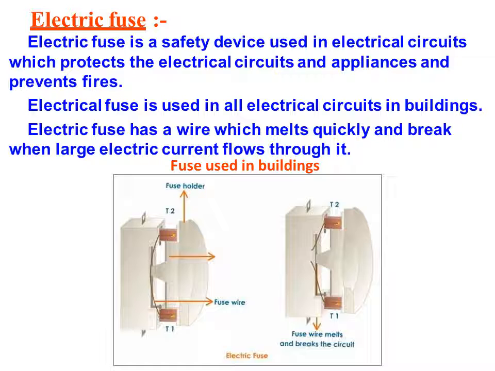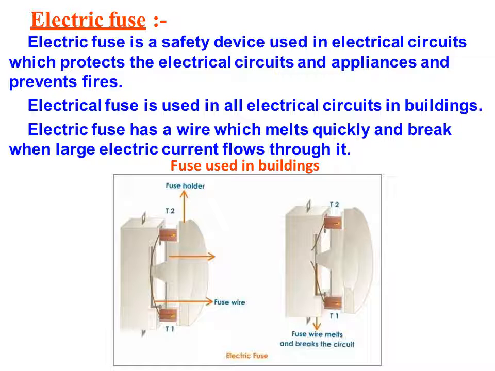If you have installed an electric fuse, the power will automatically cut and the appliances or the houses will be safe. For example, if you are using a television or a fridge, or a personal computer, they are not affected. Even the bulbs are also not affected. So this acts as a switch. Electrical fuse is used in all electrical circuits in buildings.